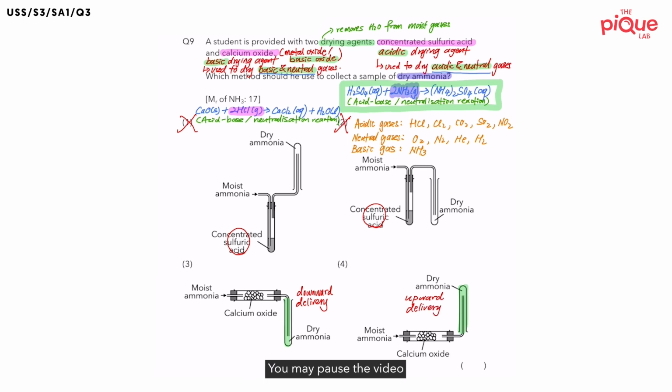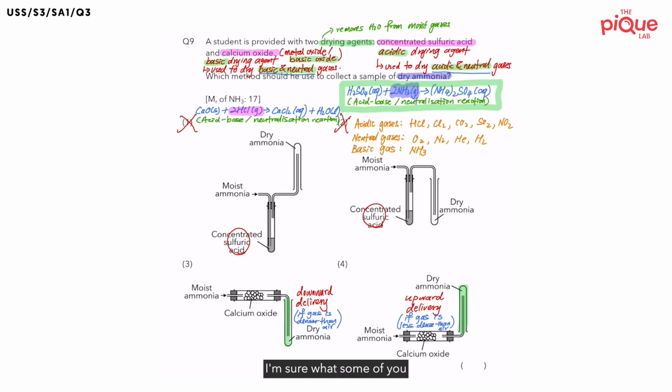You may pause the video to think about the factor that is important to help you determine whether you should use downward delivery or upward delivery. Downward delivery is used if the gas is denser than air, whereas upward delivery is used if the gas collected is less dense than air.